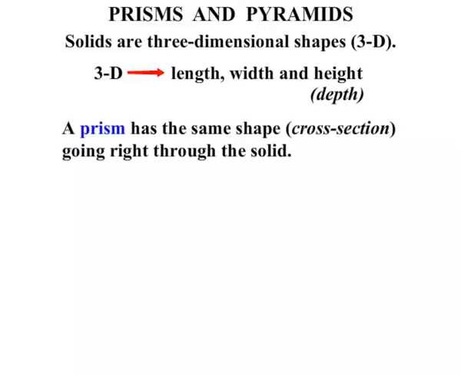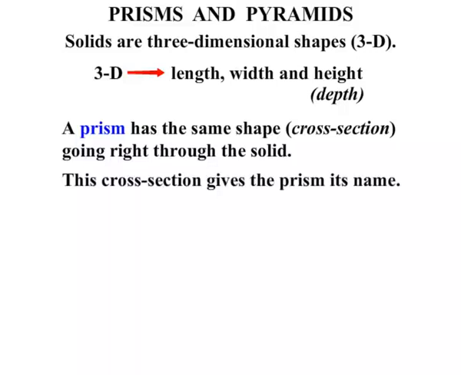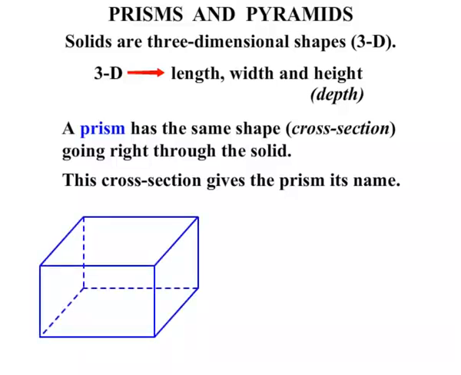Now a prism has the same shape or cross-section going right through the solid. This cross-section gives the prism its name. So let's consider this one here. Certainly looks like a few rectangles around. That rectangular shape or cross-section goes right through the solid. So that is known as a rectangular prism.